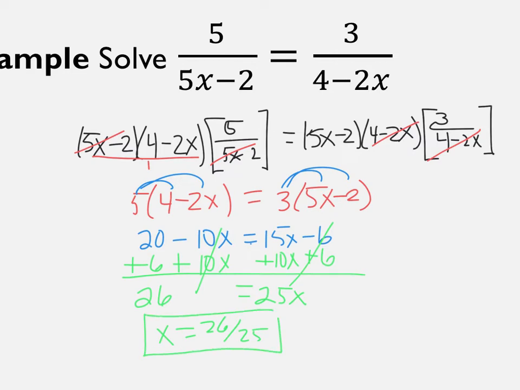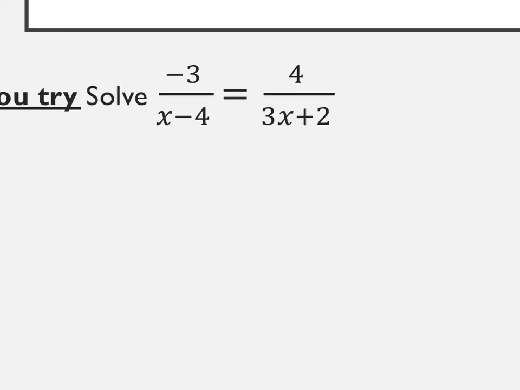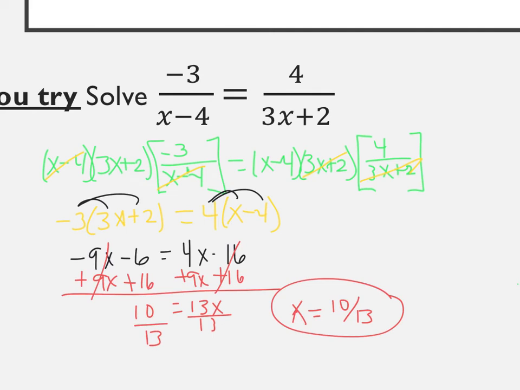Now, when you plug 26 over 25 in for either x, you do not get 0 in the bottom of the fraction, so we are okay with that answer. I want you to take a minute or two and try the example you try. Okay, so hopefully for this problem, you do get x to equal 10 over 13. And when you check for extraneous solutions, you don't get 0 in either denominator, so we are good.